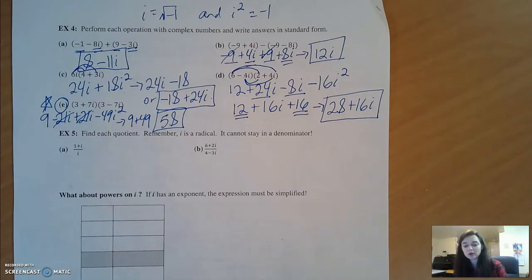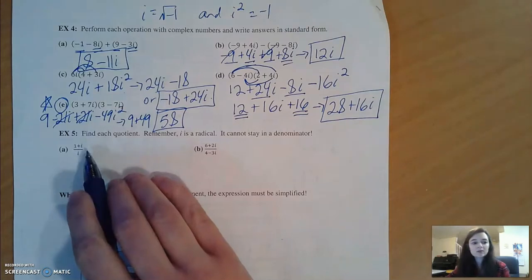Unfortunately, we need to rationalize because even though an i doesn't look like a square root, it is a square root. Remember that i is equal to the square root of -1, so it is a radical. And therefore, if it's in the denominator, we're not all the way simplified yet. Okay? So, to rationalize, let's take a look.